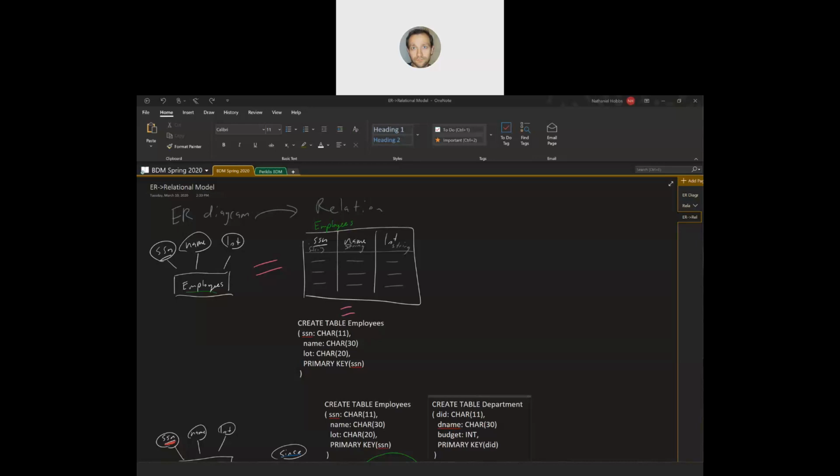So, we're continuing our talk on going from ER diagrams to relations. I'll remind you that ER diagrams are a way to draw in figure form certain constraints that you would like to have for a database system. In particular, participation constraints.